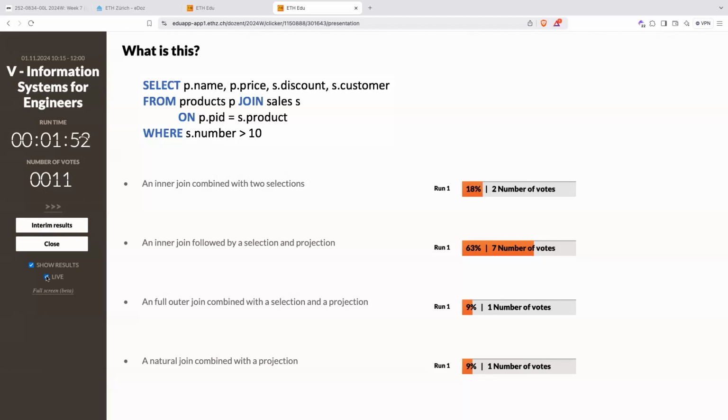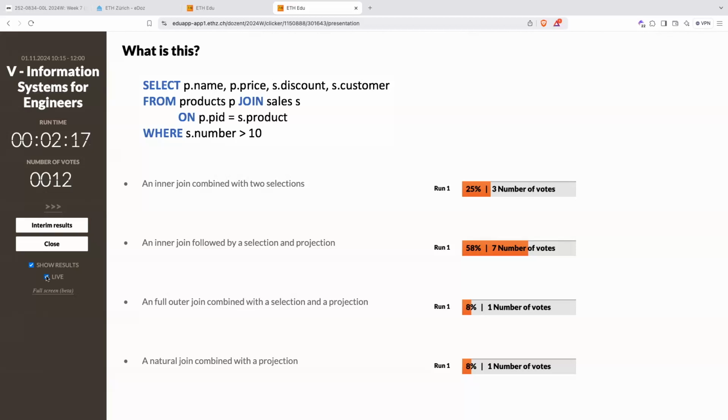Why is it not a full outer join? Because join is join. Exactly, by default, it's an inner join. If you want a full outer join, you would write full outer join. So that's how you would see it. You would see explicitly full outer join. So since it's not written explicitly full outer join, then it's an inner join, right?